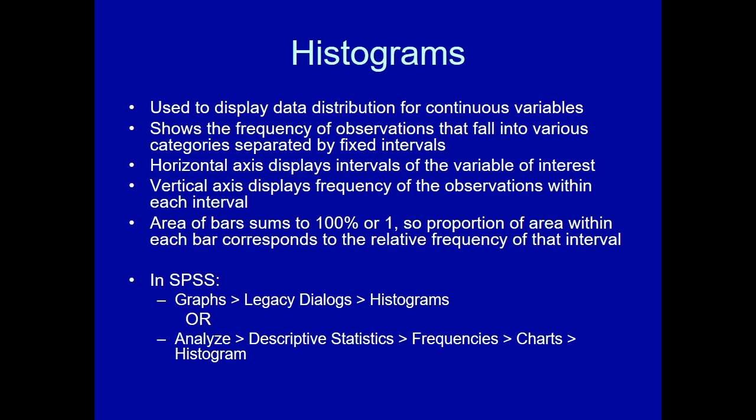Histograms are used to display the data distribution for continuous variables. They show the frequency of observations that fall into different categories by fixed interval. The horizontal axis always represents the interval of interest or the variable of interest, while the vertical axis displays the frequency of the observations. Areas of the bars total sum up to 100% or a proportion of 1, so that each area of the bar represents a relative frequency.